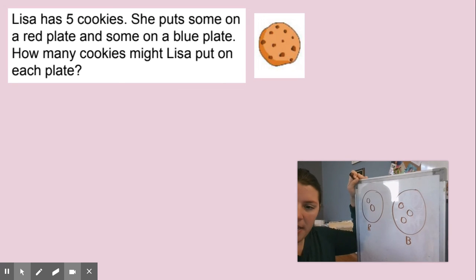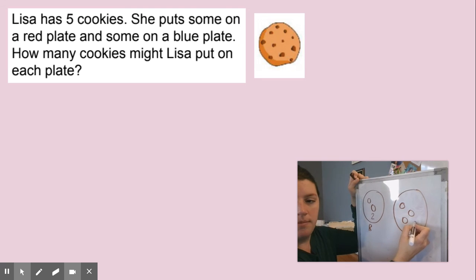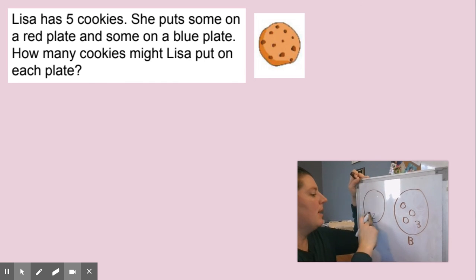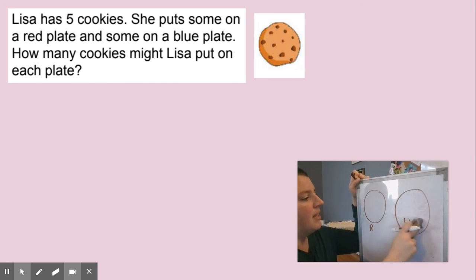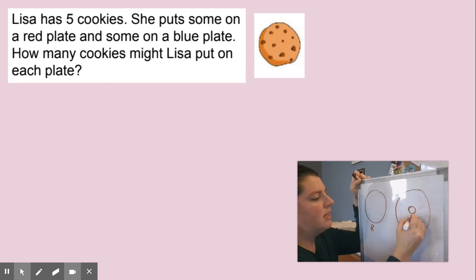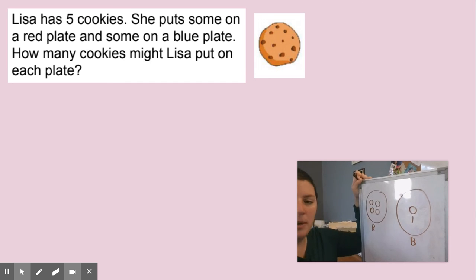So how many are on the red plate? 2. How many are on the blue plate? 3. That makes 5? 2 and 3? You got it. Let's see if we can do it another way. I still have my red plate and my blue plate. This time I think I'm going to put 1 cookie on the blue plate. Let's see. If I have 1 there, that means 2, 3, 4, 5. How many are going on the red plate? That's right, 4 cookies. Very good.